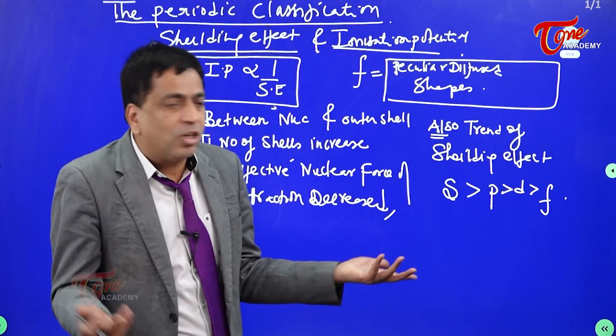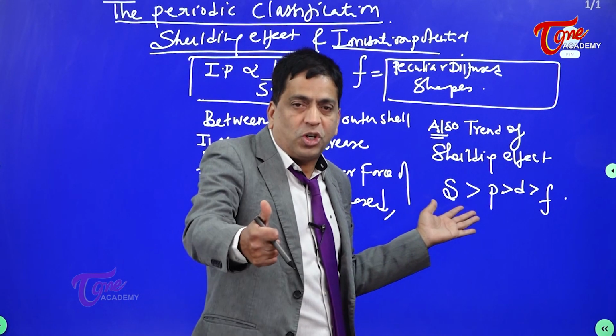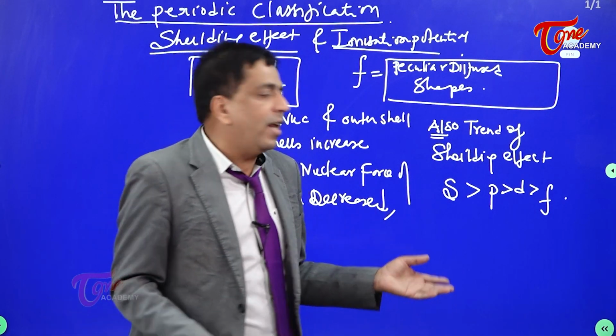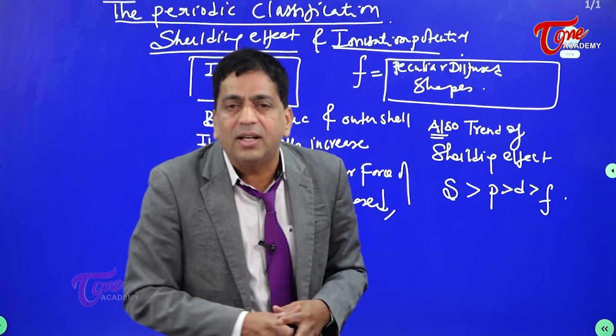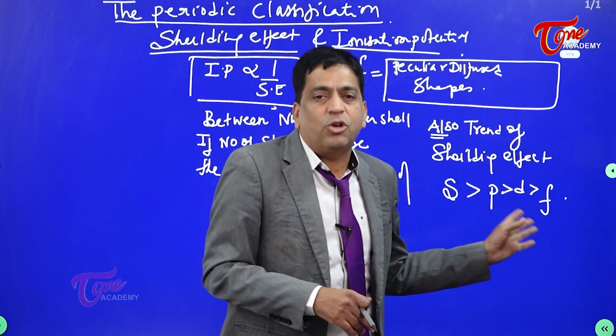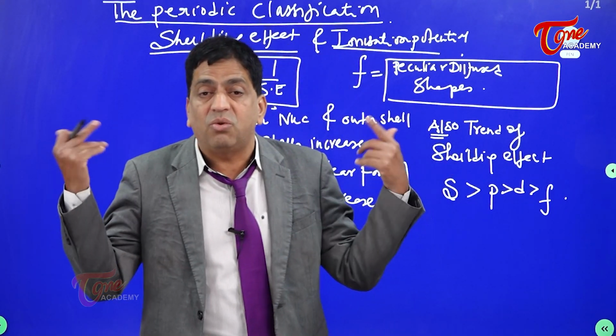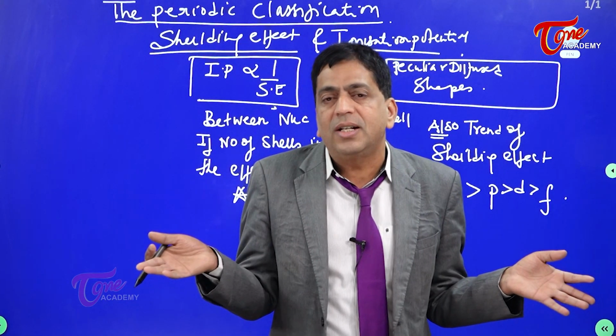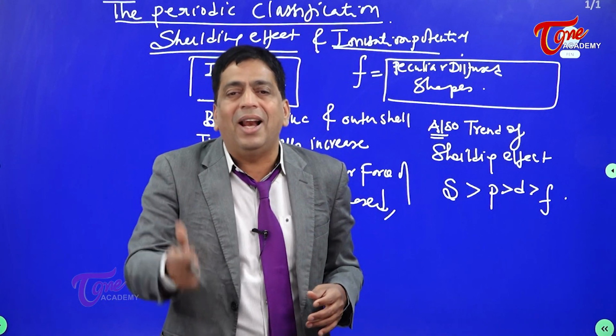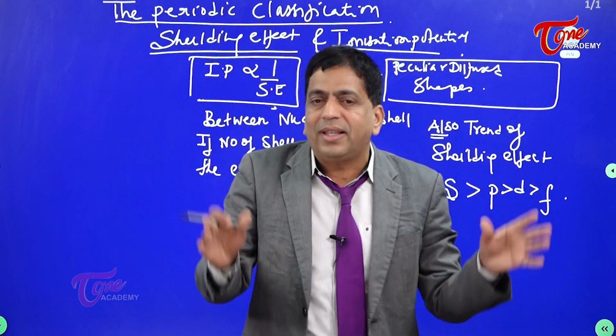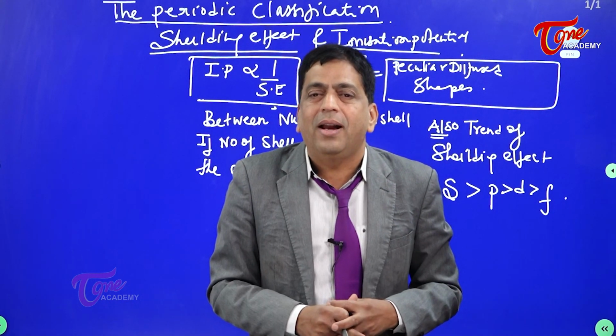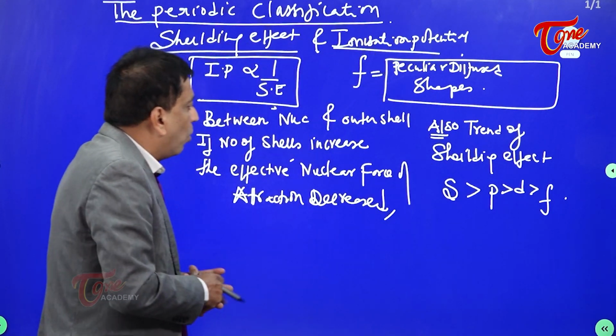If the bulk of the electrons are added to what? S, you are a better shielder. If the bulk of electrons are added to S and P, still you are a better shielder. But if the bulk of the electrons are added to D and the bulk of electrons further added to F, I think they are the worst shielders, and then the ionization potential will increase. That is a total thing you must understand here. Right? You must understand that. That's also one more point.